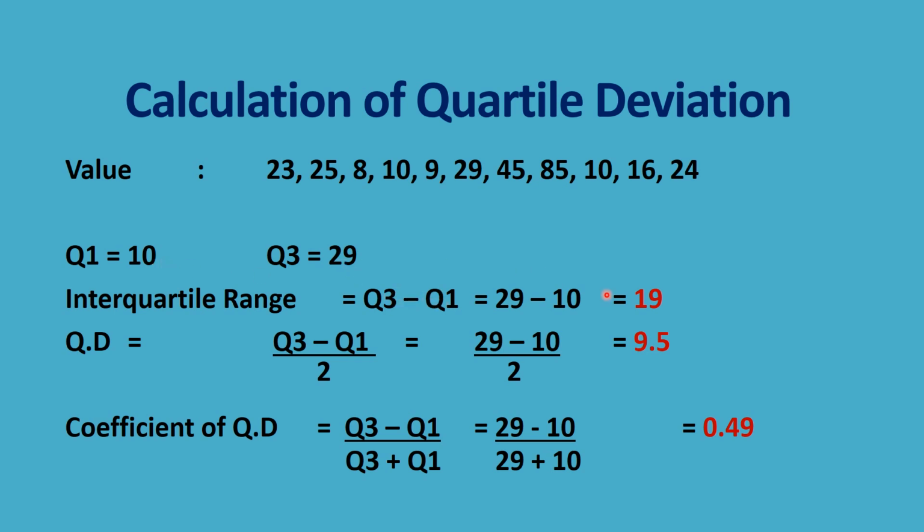And the quartile deviation is Q3 minus Q1 by 2. This is actually the quartile deviation. Q3 minus Q1 by 2. 29 minus 10 by 2. And the answer is 9.5.